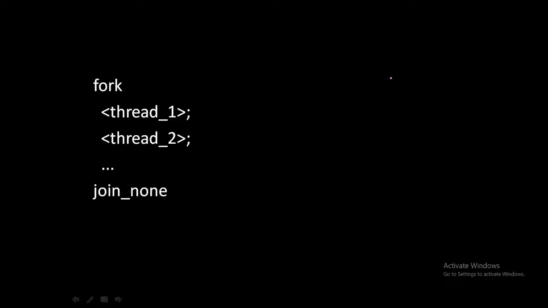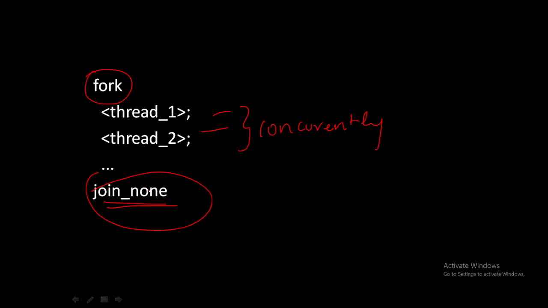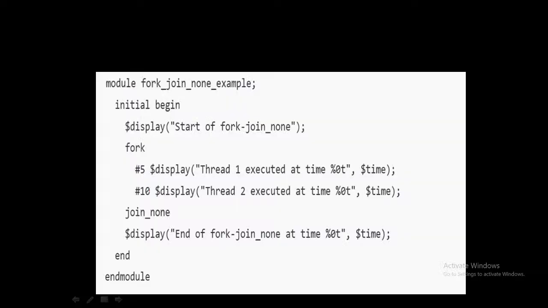Let's see an example here. The syntax for fork join none is: fork, followed by thread 1, thread 2. These will be executed concurrently, followed by join_none. Let us see the same example, but we have used fork join none here.